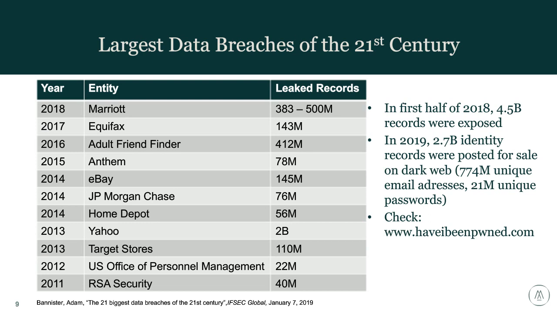Really unprecedented. In 2019, already in the first 3 months, 2.7 billion identity records were posted for sale on the dark web. And for those of you that aren't aware of it, you've got the www, or the internet, as we all know it and as we all use it. In fact, you used it to get into this webinar today. But that's only about 10% of the actual web itself. There's a thing known as the deep web and the dark web. So we've got folks that live in that space and take on personas and pretend they're bad guys, and they're able to see what's down there. And they have discovered 774 million unique email addresses and 21 million unique passwords.